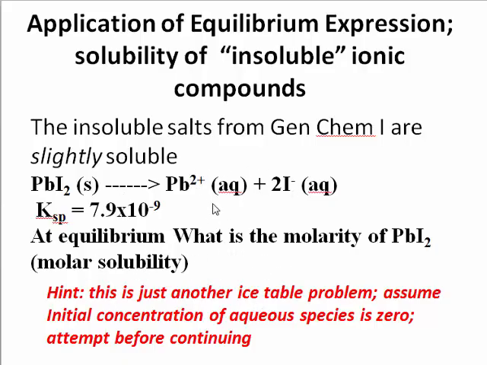Build an ice table and solve for the concentration of lead and iodide, which will give you the molarity of the lead iodide, or its molar solubility, the concentrations when equilibrium is achieved. Okay. The way to solve this sort of problem is to assume the initial concentration of the aqueous species is 0. Or in other words, imagine a hypothetical situation in which we just introduce the solid to the water.